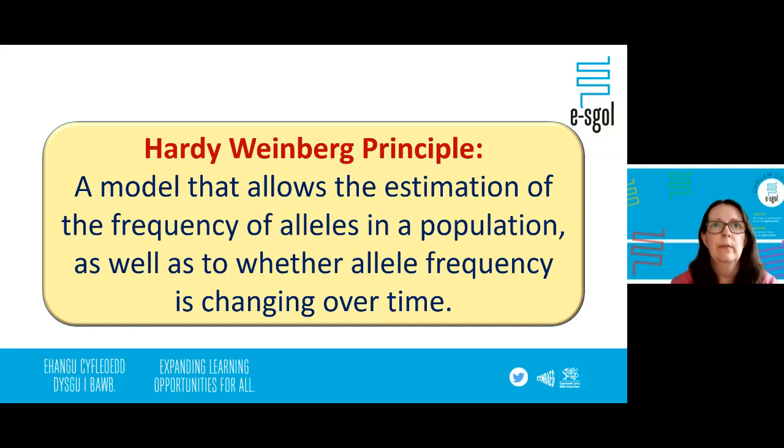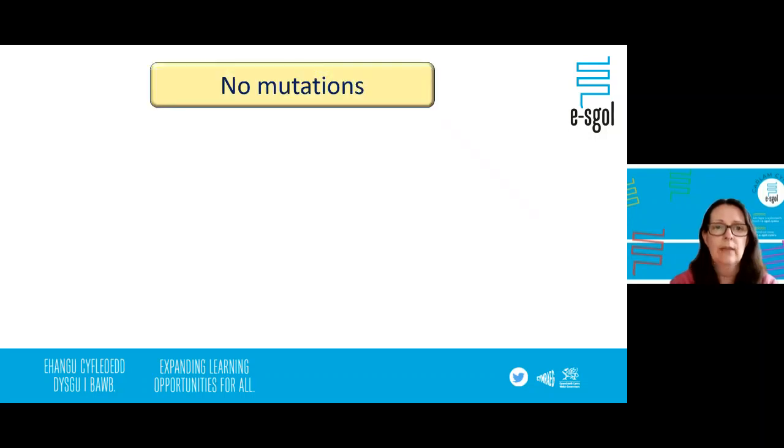Okay, so just before we move on and look at the Hardy-Weinberg principle, just remember those differences then between allopatric and sympatric speciation. So the Hardy-Weinberg principle is a model that enables us to estimate the allele frequency within a population. So this is an equation that you need to be familiar with. The Hardy-Weinberg principle also enables us to determine whether allele frequency changes over time.